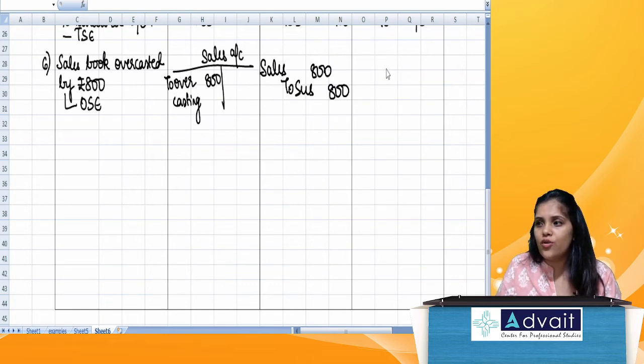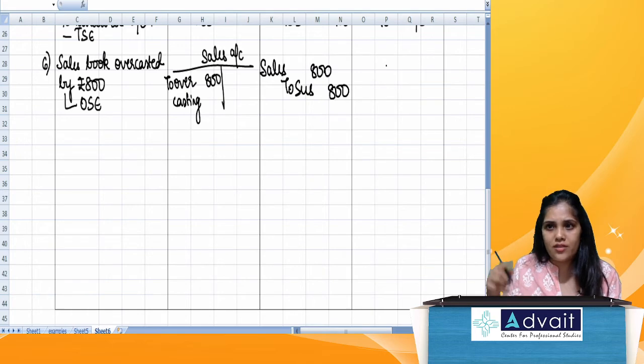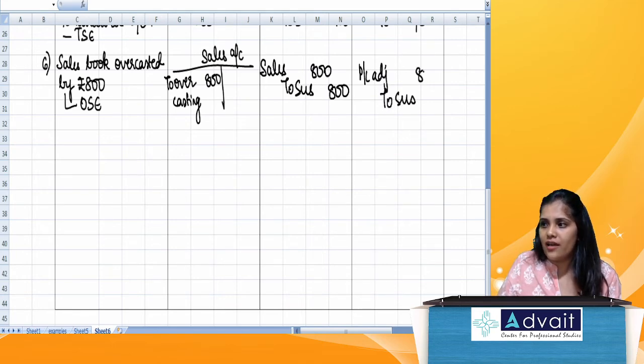If it is AFA, what to do? The only rule for AFA is what? Replace nominal accounts. Correct? Yes. Very good. So you will do P&L adjustment to suspense. Fantastic.